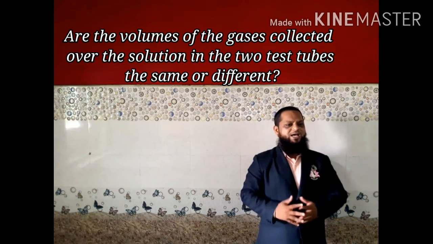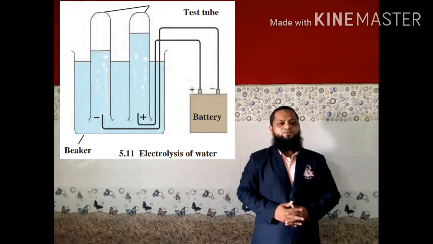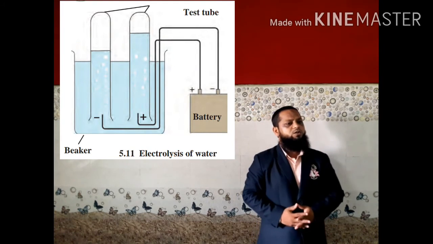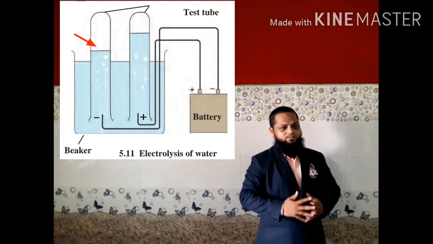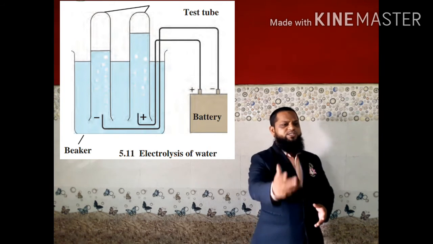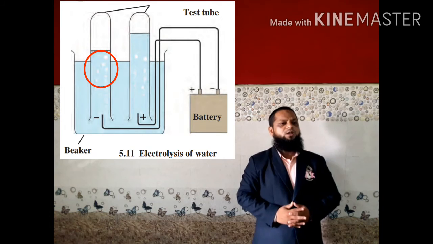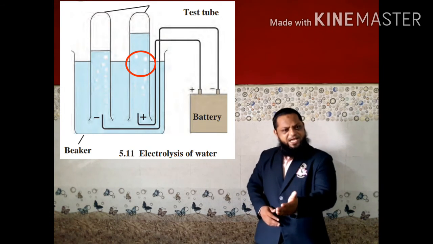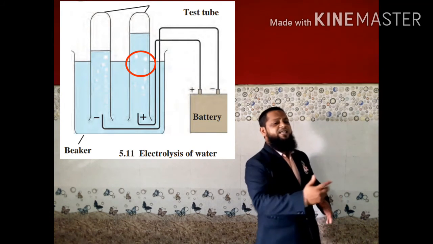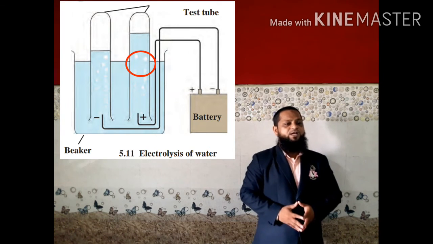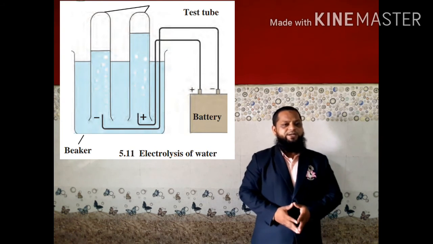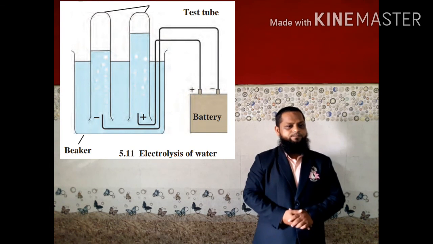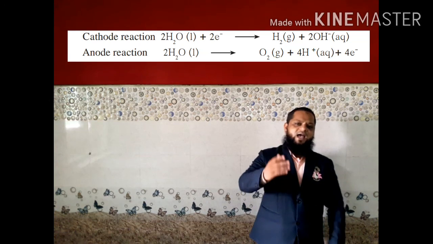It is found that the volume of the gas formed near the cathode is double that of the gas formed near the anode. Hydrogen gas is formed near the cathode and oxygen is formed near the anode. It is very clear that electrolysis of water has taken place and its constituent elements have been released. The concerned electrode reactions are as follows.